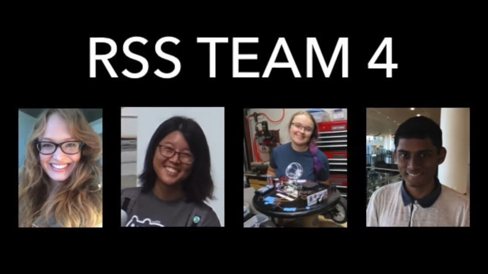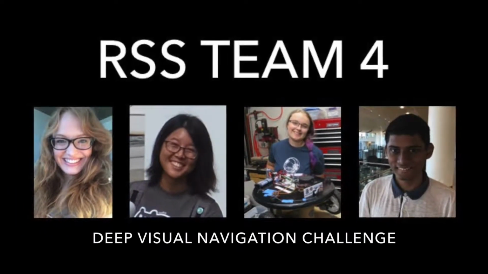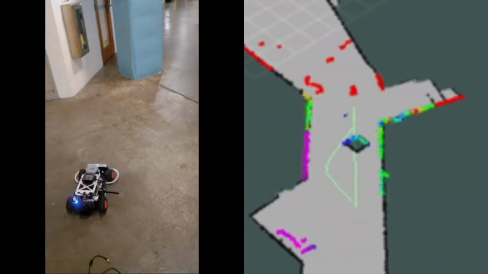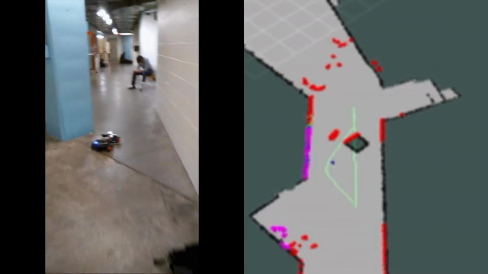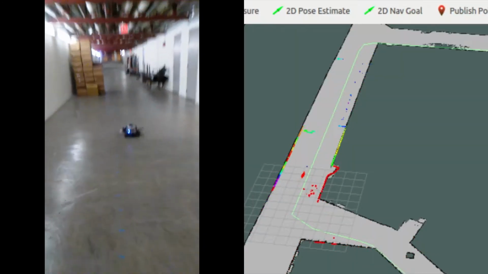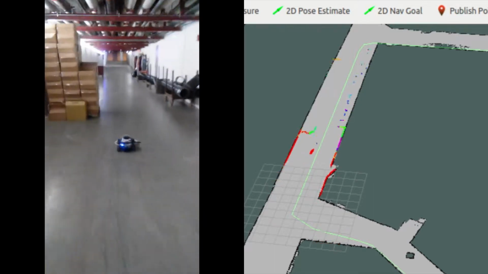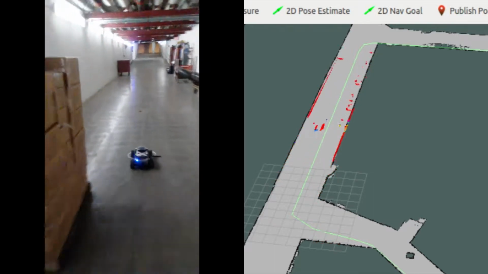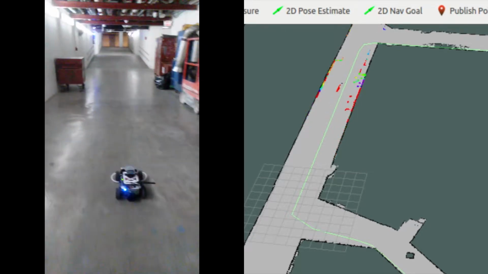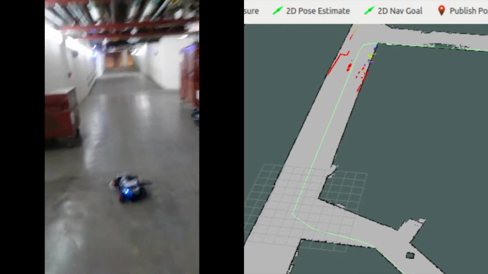This is Team 4's solution for the Deep Visual Navigation Final Challenge of the Robotics, Science and Systems course in spring 2018. Throughout the course, we implemented robotic planning and control algorithms, given a LiDAR capable of accurately determining distances to obstacles. However, LiDARs are expensive and heavy. Developing accurate navigation methods based solely on camera images would enable cheaper and lighter robots.